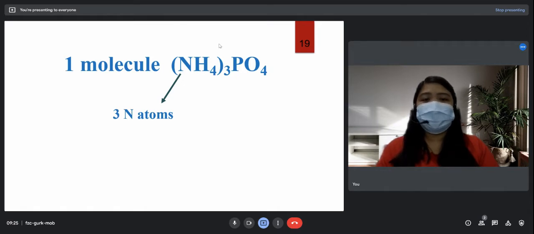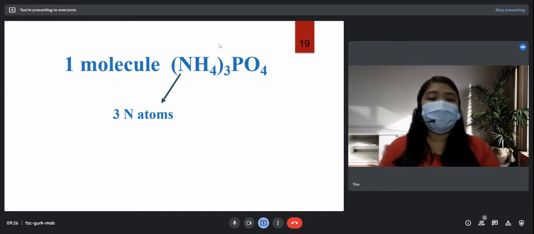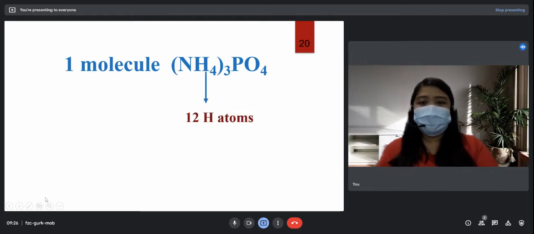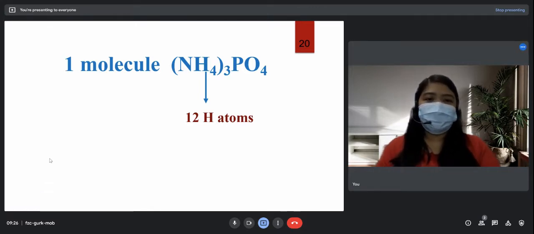As you can see, just like in any math problem, when there are parentheses, you need to multiply the given value or the element inside the parentheses by the subscript. So the subscript here is what? The subscript is number 3. Just multiply 3 by N, and that simply means that you have 3 atoms of nitrogen.